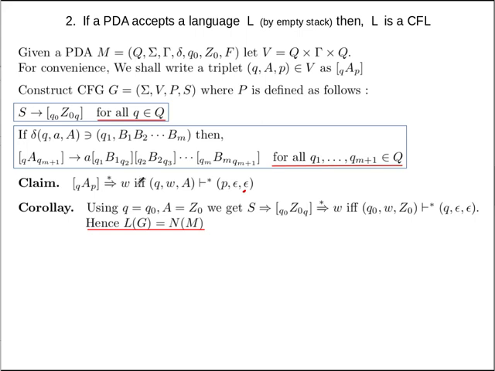Okay. So now, even before I describe what these things are, if this claim is true, how does that imply that the language is the same? That means the language generated by this grammar G is the same as the language accepted by this PDA M by empty stack. That is why it's N of M. So how does this follow from this claim?